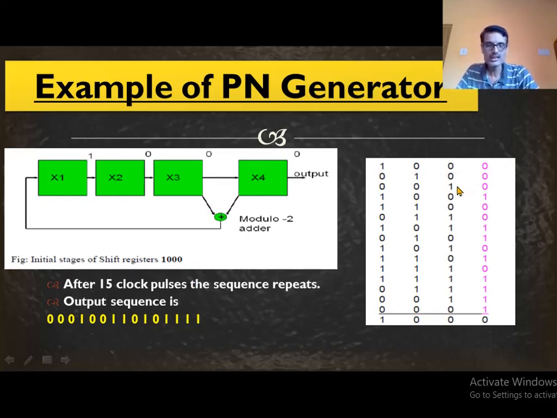Now, how to generate the output? See, the next state of x2 is nothing but x1. The next state of x3 is nothing but x2. The next state of x4 is x3. What about the next state of x1? It depends on the modulo 2 addition of this and this. That is, you can say here x3 XORed with x4.